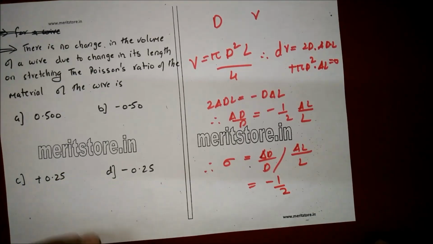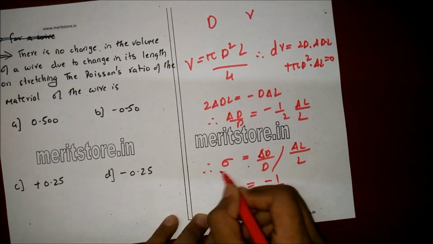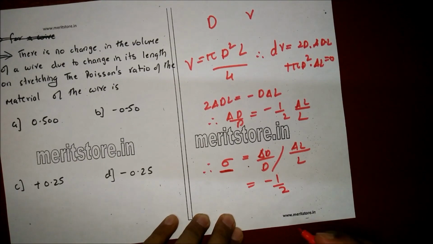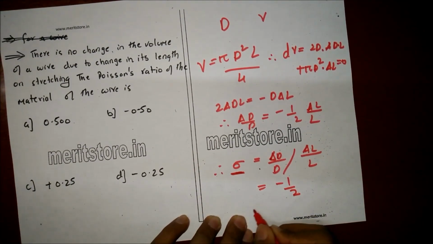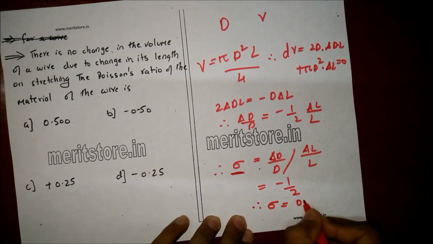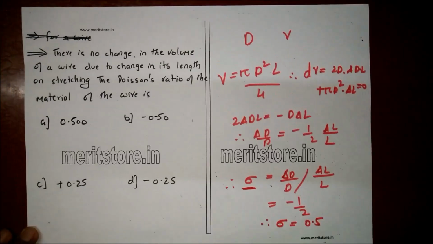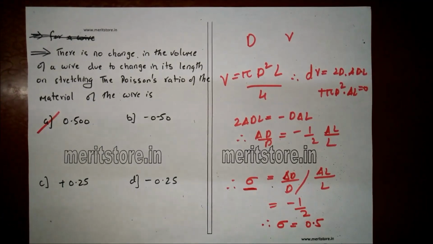Now, this is the theoretical value, but Poisson's ratio cannot be negative because when L increases, D decreases. Therefore, the answer is Poisson's ratio is 0.5. Therefore, the correct answer here is option A.